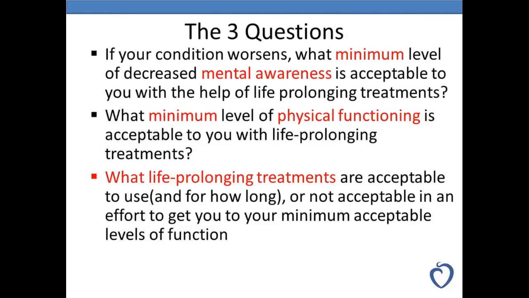So to figure out what your decision might be, here are the three questions that I ask. If you answer these three questions for yourself, that's really all you need to do to set your goals of minimum acceptable life. The three questions are, number one, if your condition worsens, what minimum level of decreased mental awareness is acceptable to you with the help of life-prolonging treatments? Second question is, what minimum level of physical functioning is acceptable to you with life-prolonging treatments? In other words, if you're not at either of these two levels, then the life-prolonging treatments can essentially be stopped, because all we are doing is forcing you to live at a level you don't want to live.